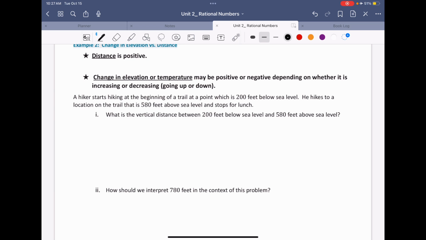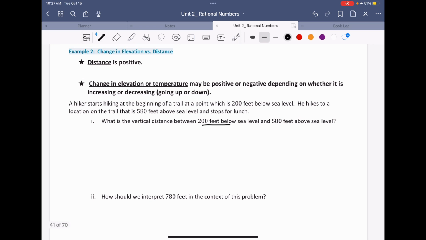So let's first just take a look at our keywords. So it says 200 feet below. Below would be in the negatives. 580 feet above would be a positive number. And we want the distance, so I'm going to write my formula. P minus Q. So first value where they started minus where they ended, so P minus Q. And I'm going to plug those in.